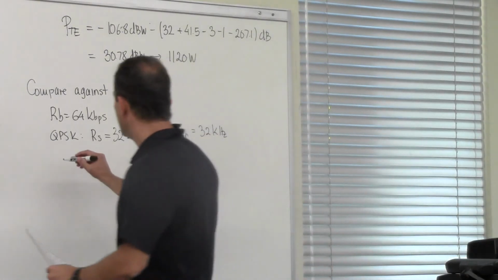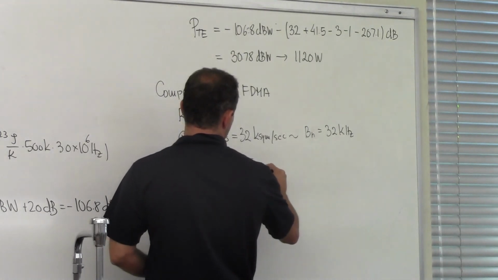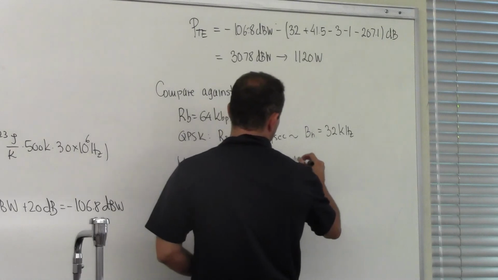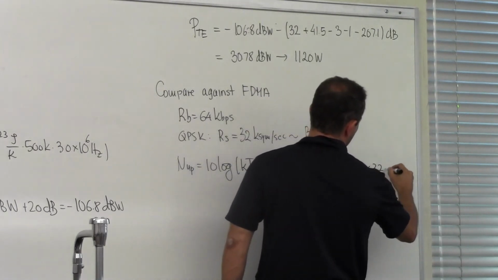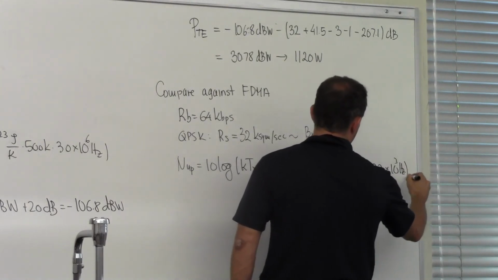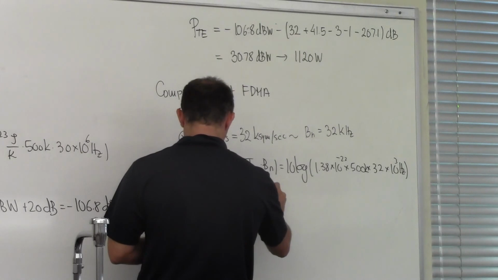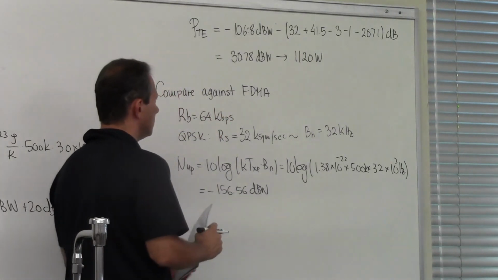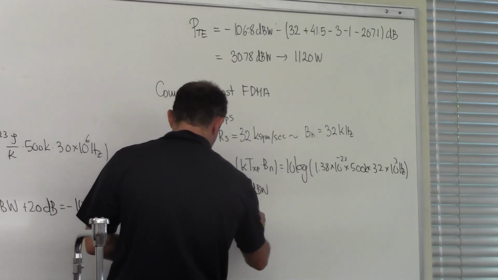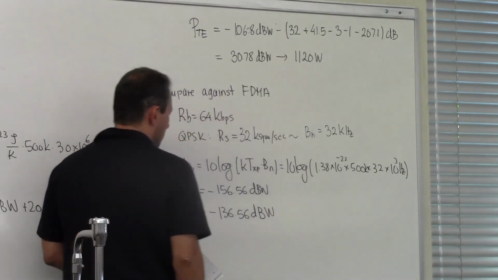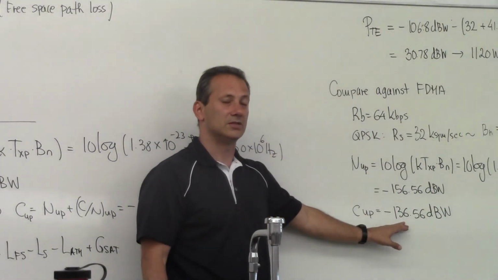So now, if I calculate noise on the uplink, in this case it becomes 10 log of k times T of the transponder times the noise bandwidth, and this is 10 log of 1.38 times 10 to the minus 23 times 500 Kelvin times 32 times 10 to the 3 hertz. This gives you the noise power of minus 156 dBW. If I assume the same C to N, because I'm using the same modulation scheme, then the C on the uplink needs to be 20 dB above this, so it's going to be minus 136.56 dBW. Now if you look at what it was before, it was minus 106.8. Now it's minus 136.56, so it's significantly lower.